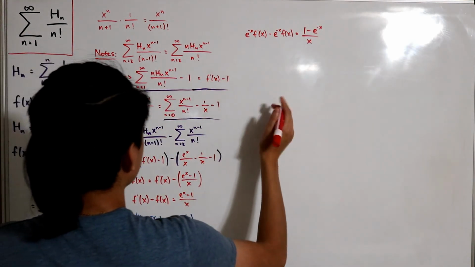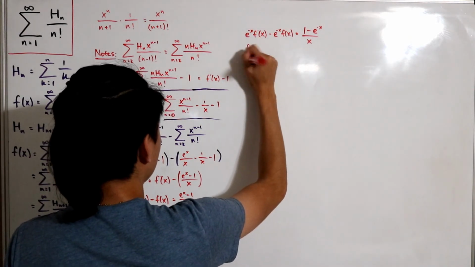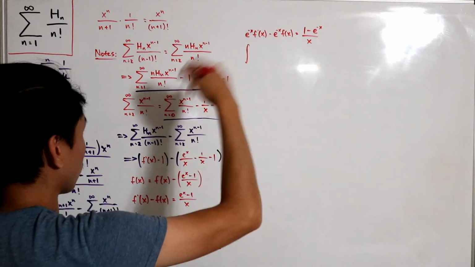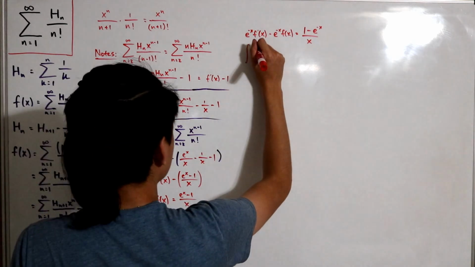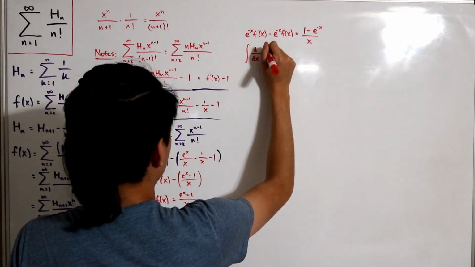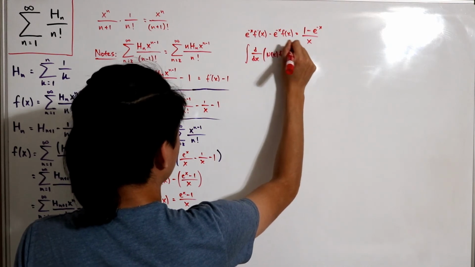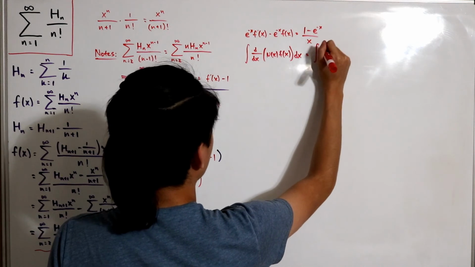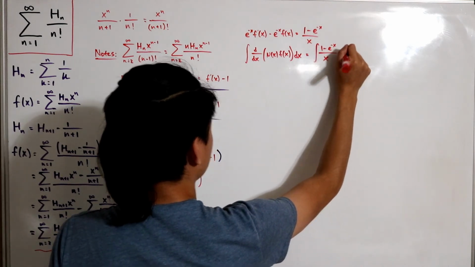Okay, and now you see that I can actually take the integral. What you see is that this is the product rule, so it's the derivative of the product. So I can write this as d over dx of mu of x multiplied with f of x dx, and then of course I have to set this equal to the integral of 1 minus e to the negative x divided by x dx.